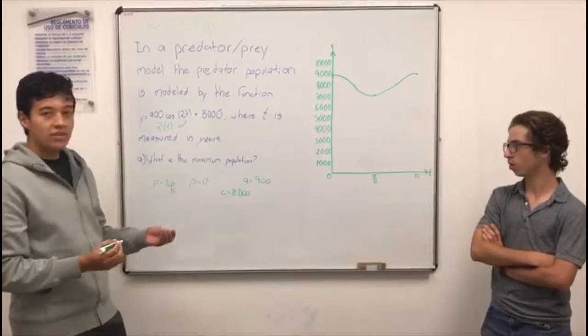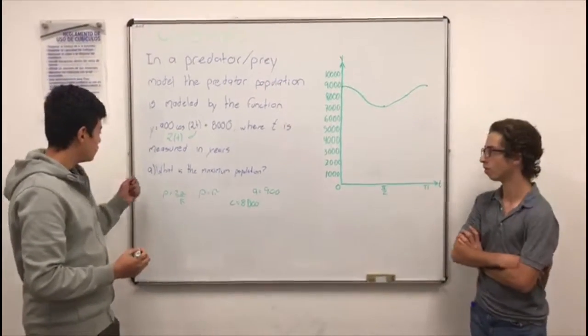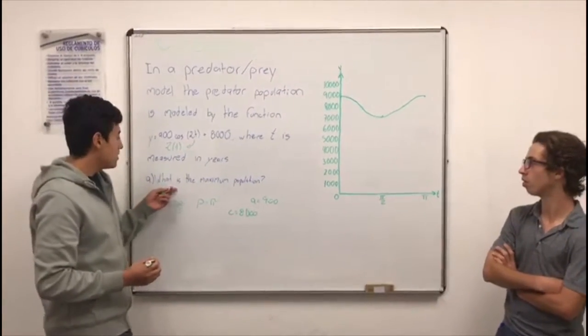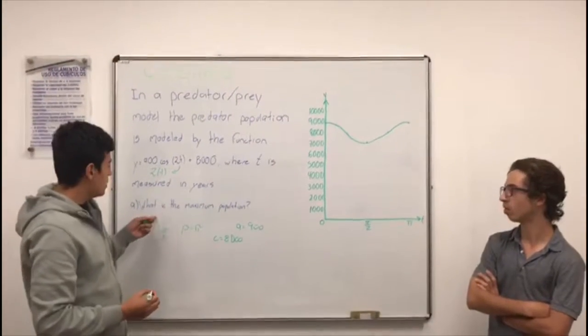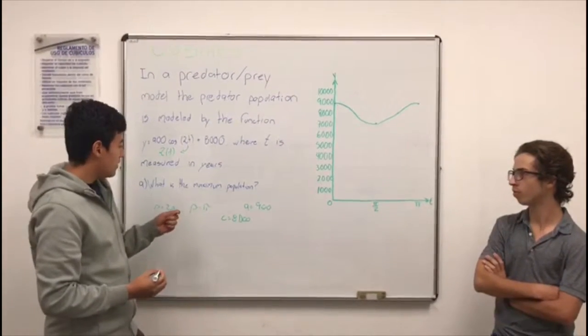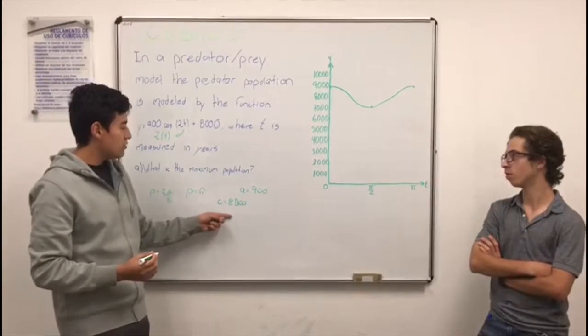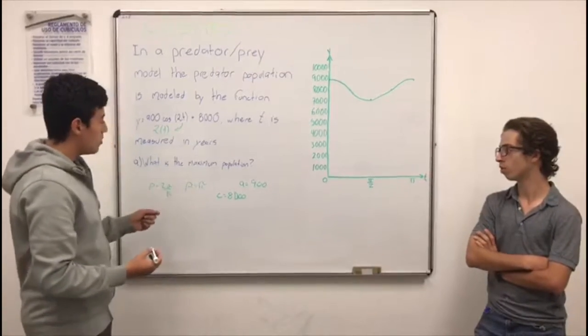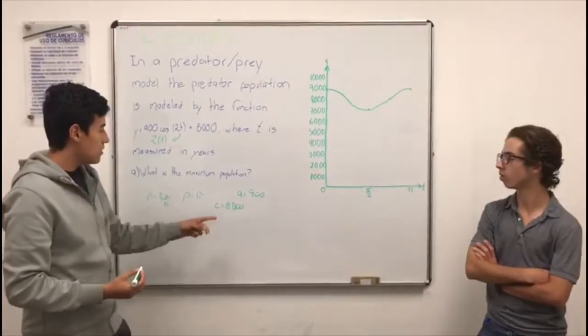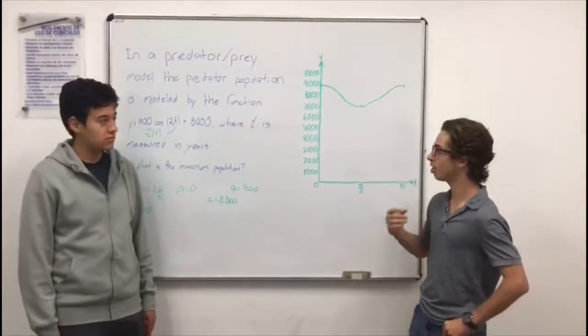With this data, we can answer the first question, which asks what is the maximum population? This refers to the amplitude. If the amplitude is 900 and we start at 8,000, the maximum population will be 8,900. Okay, it's now my turn.